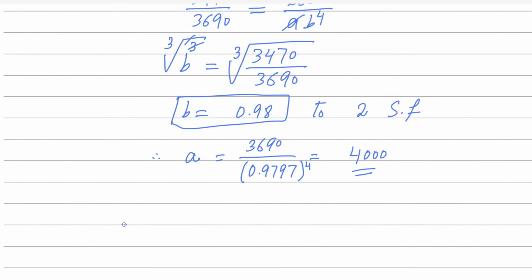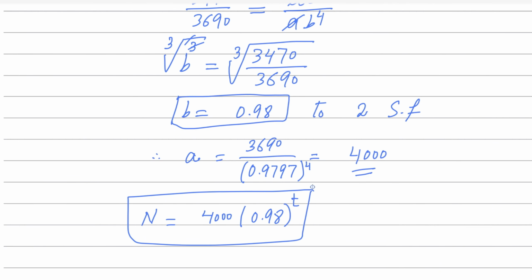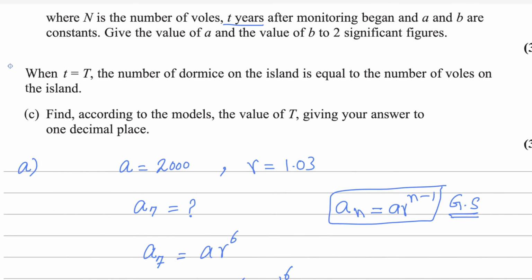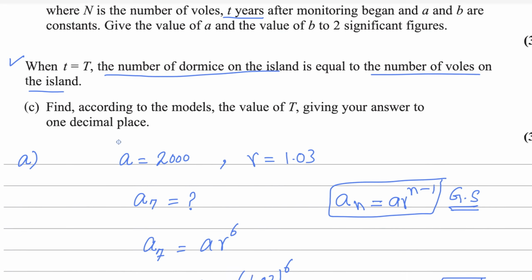Now plug in these two values in the given equation, n equals a b to the power t. So it will be 4000 multiplied by 0.98 power t. So this is the answer for the second part. B part is done. For the last part, when t equals capital T, the number of dormice on the island is equal to the number of voles on the island. Find, according to the models, the value of T, giving your answer to one decimal place. You need to find the number of dormice after t years.